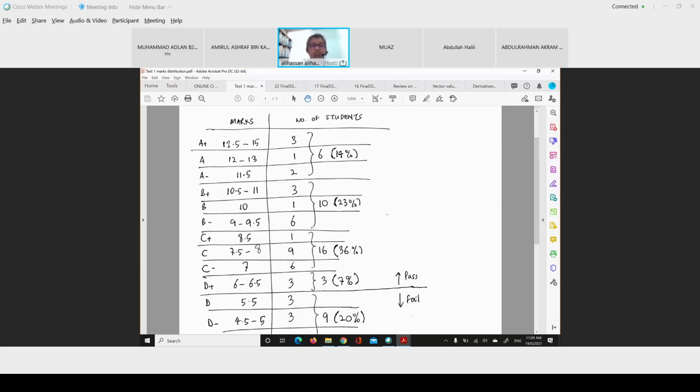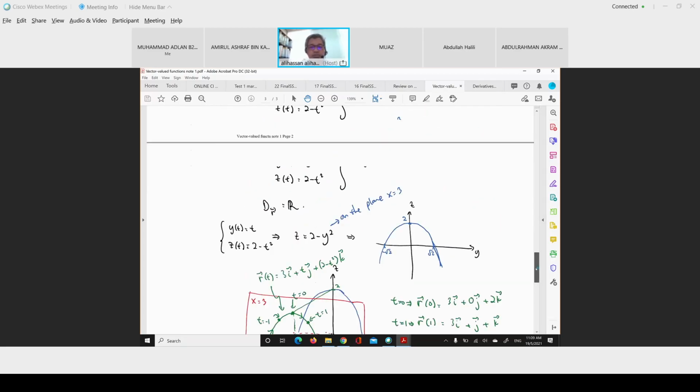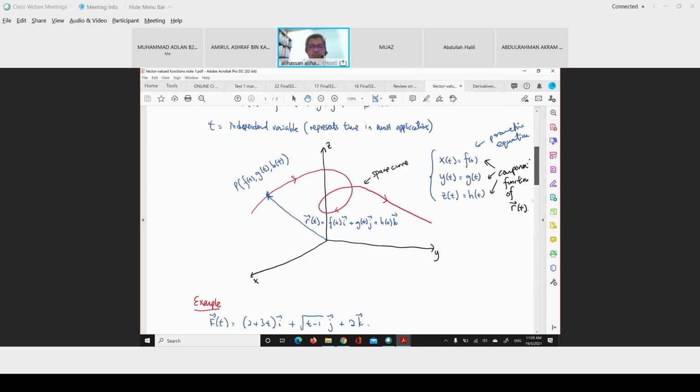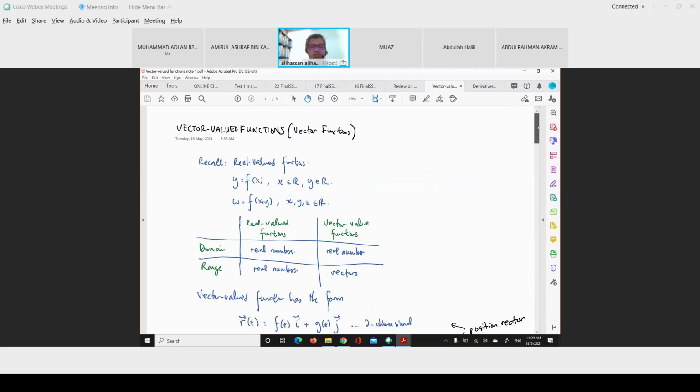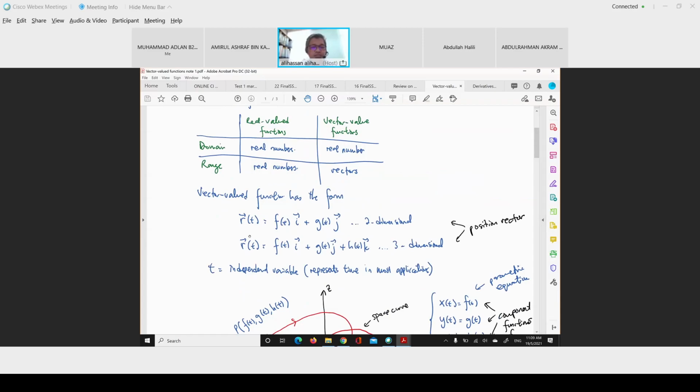Okay, let's continue with our lecture. Let's see what we have discussed yesterday. I introduced to you this concept of vector valued functions. A vector valued function in general is a function that takes a real parameter t to a vector.